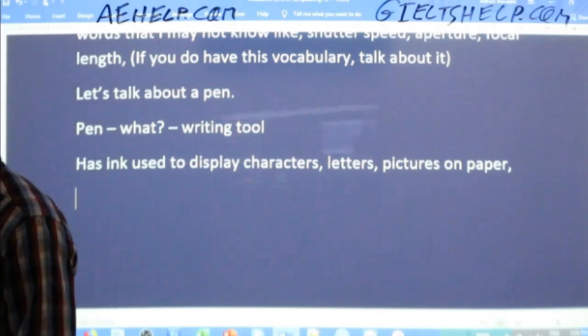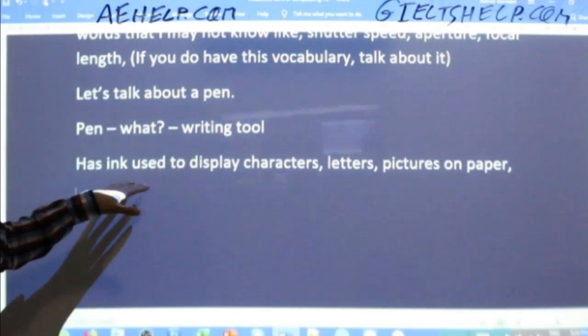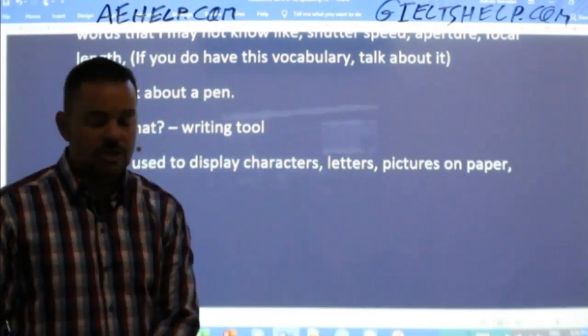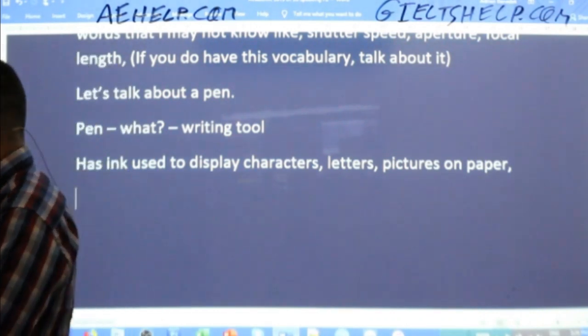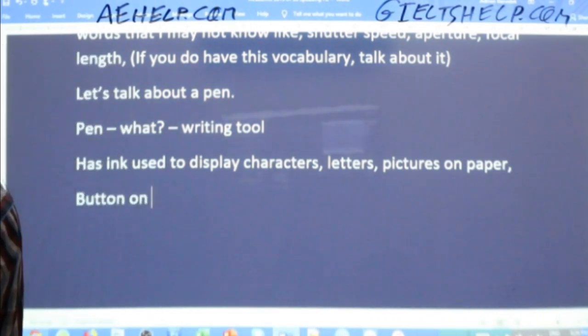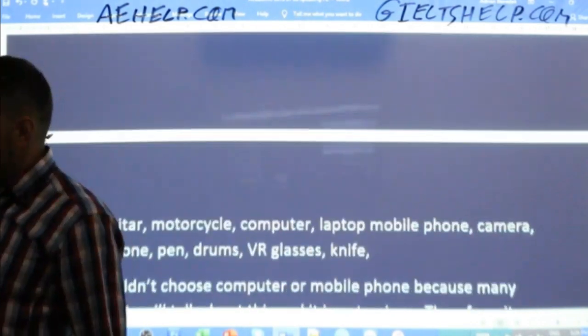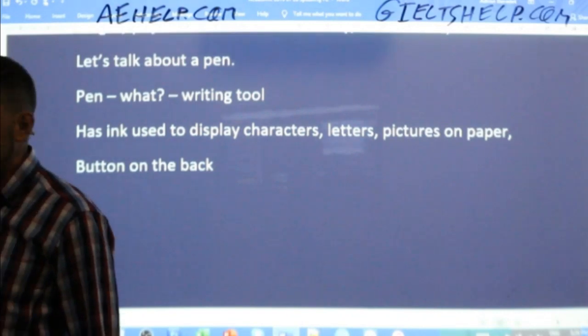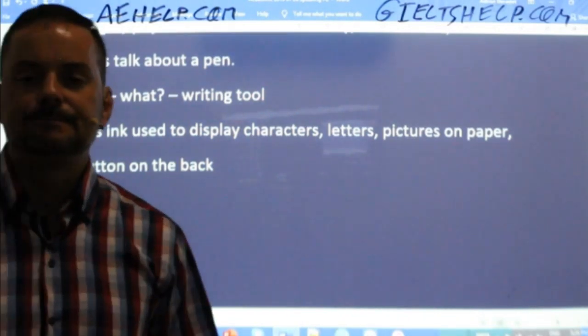Okay, so we have a couple of points. So, okay, it's a writing tool that has ink. It displays characters, pictures on paper. Button on the back. Okay. Where did you get it from? So where did you get your pen from?